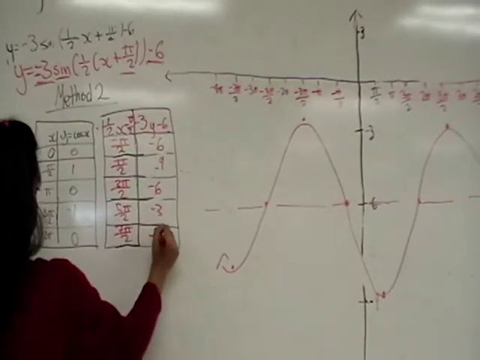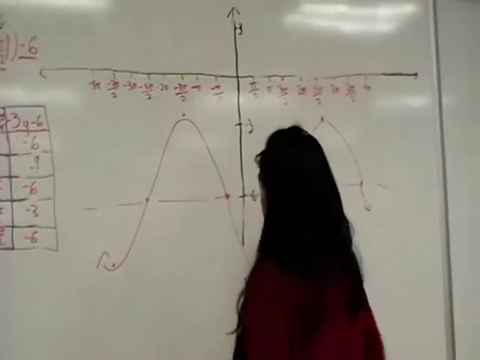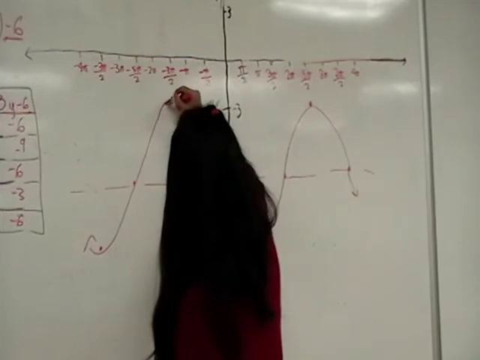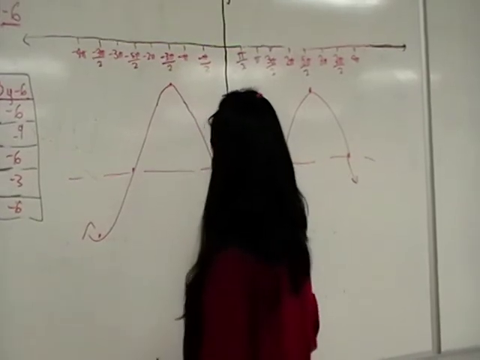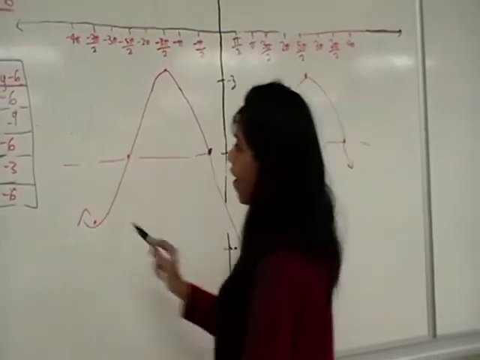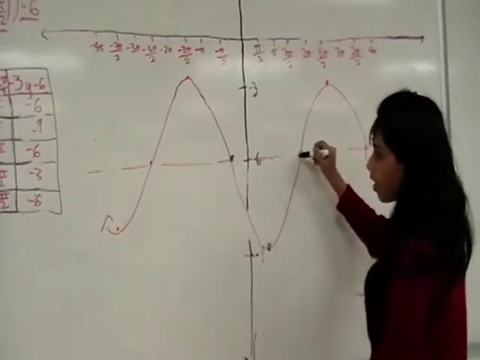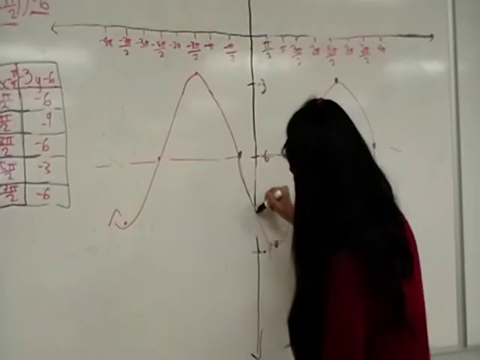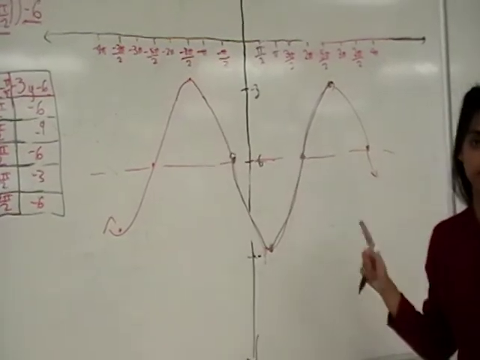So let's see if the points are the same. At negative pi over 2, we're at negative 6. Good. At pi over 2, we're at negative 9. Good. At 3 pi over 2, we're at negative 6. At 5 pi over 2, we're at negative 3. And at 7 pi over 2, we're at negative 6. And you can see, well, my sketch is pretty bad, but they're exactly the same graphs, identical to each other.